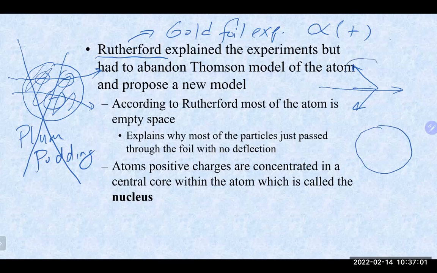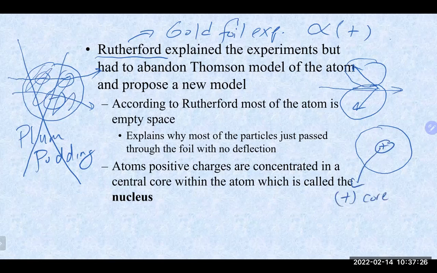What accounts for those large angled shots that came out is that it had to hit something, as we talked about, that was very, very densely positive. Since the alpha particles are positive, it had to hit something very positive in order to propel out into these large angles. And they called that our nucleus, a nice positive core, which is where, as later found, we have our protons, which are positively charged.